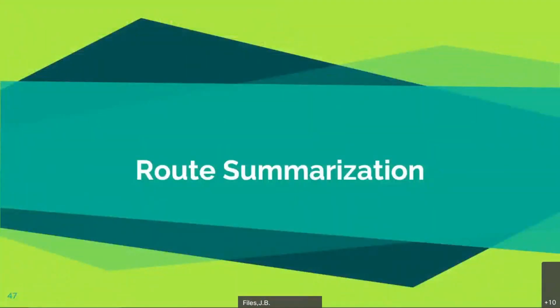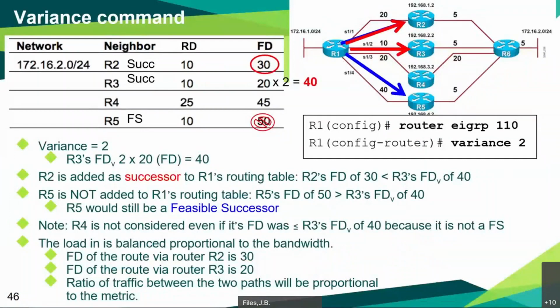Okay. Before I go on to route summarization, any questions on the variance command? Again, the variance command is one of those new things that EIGRP has that no other routing protocol has that allows you to unequal cost load balance. It allows you to make use of valid links that are just getting wasted, which makes EIGRP much more efficient as far as bandwidth is concerned.